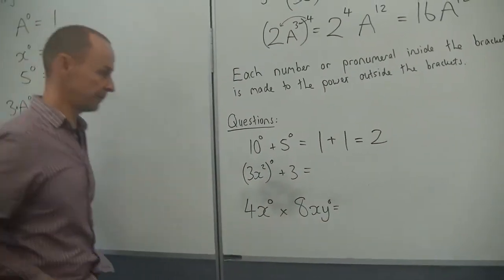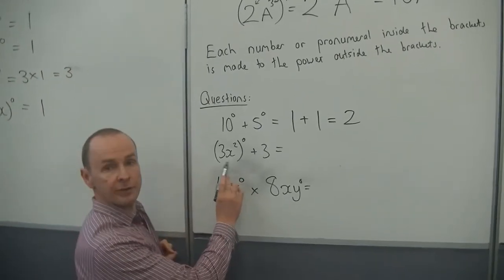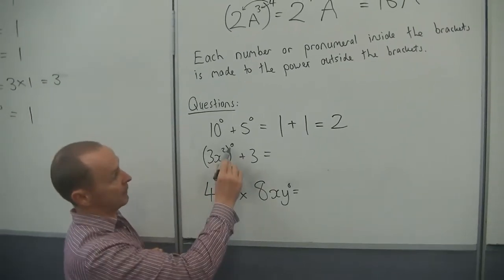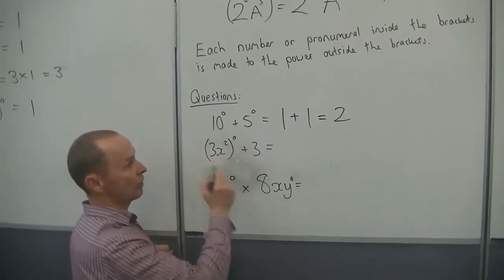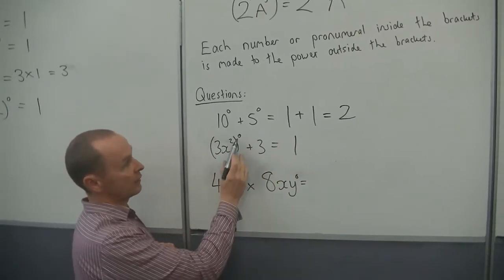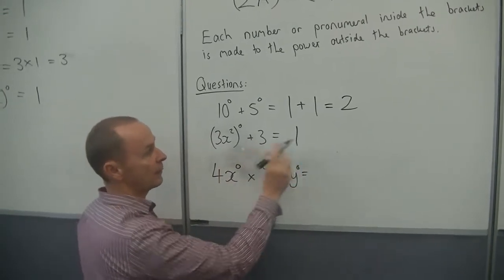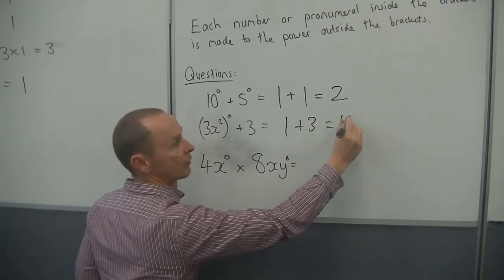Let's do the next one. It doesn't really matter what's inside the brackets. Don't get too caught up in that, because the whole brackets is to the power of 0. So this whole term, that whole thing there is 1, because the whole thing's to the power of 0. And then we've got a plus 3. 1 plus 3 is 4.